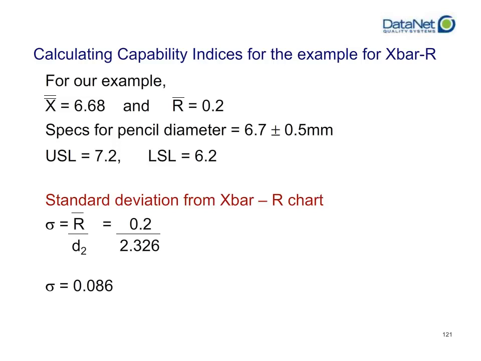The specs for the pencil diameter are 6.7 millimeters plus or minus a half a millimeter. The upper spec is therefore 7.2, the lower spec is therefore 6.2. The standard deviation that we got from our X bar and R chart previously was the R bar over D2 method. D2 is a constant from a lookup table. R bar is the calculated grand average of our ranges from that example, in this case 0.2. 0.2 over 2.326 equals a standard deviation of 0.086. That's one measurement of volatility within our process.